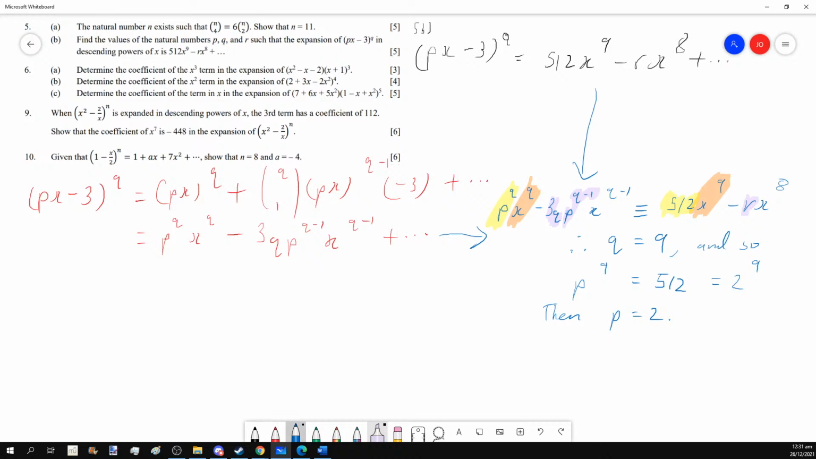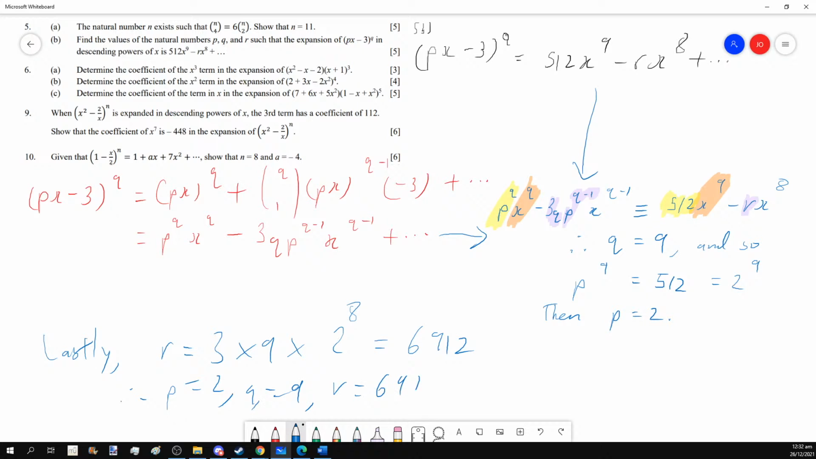And therefore, we will conclude that r is equal to 3q p^(q-1). In other words, 3 times 9 times 2 to the power of 8. And this will give us 6912. And therefore we are done. p equals 2, q equals 9, r equals 6912.